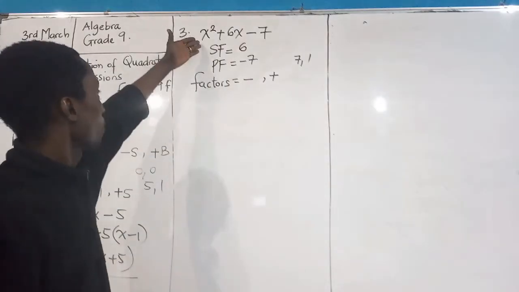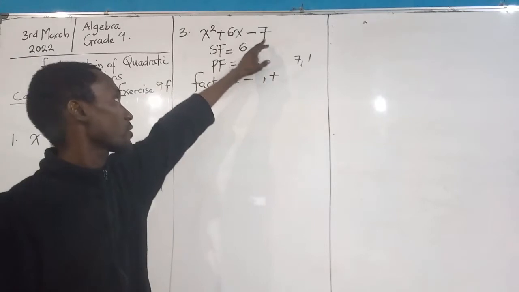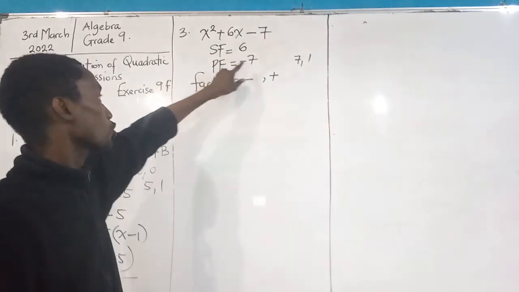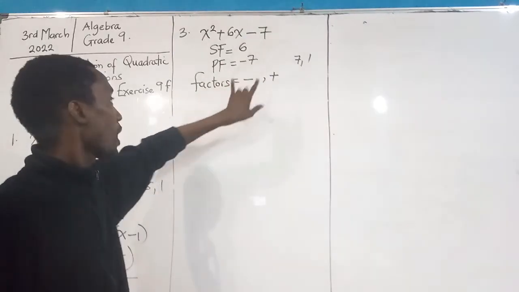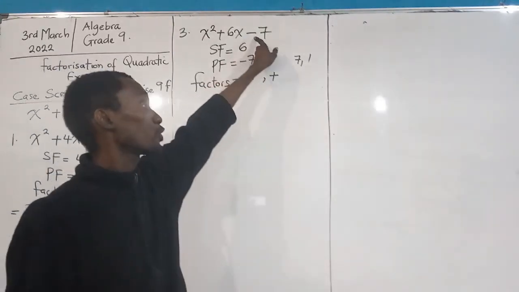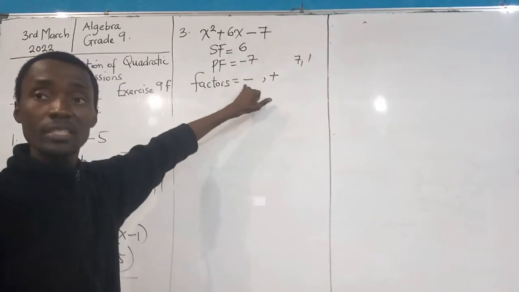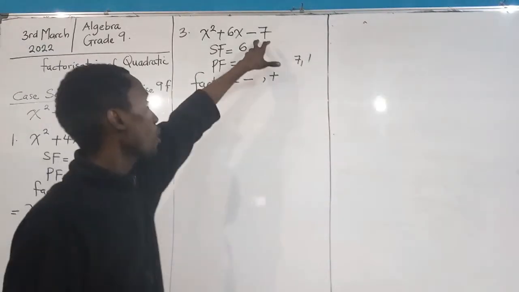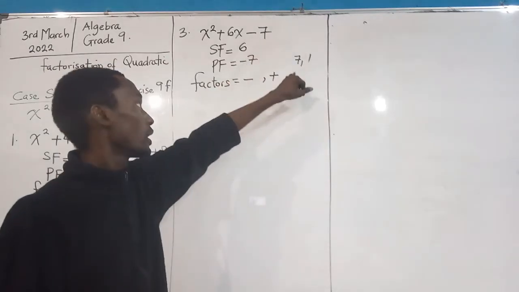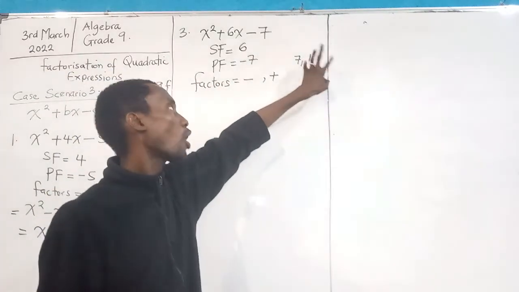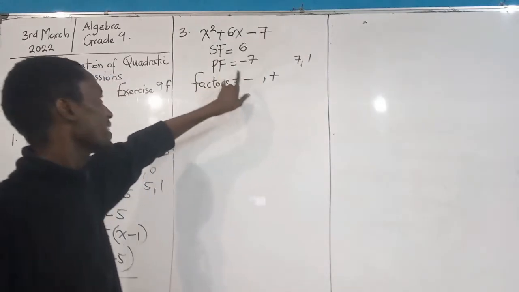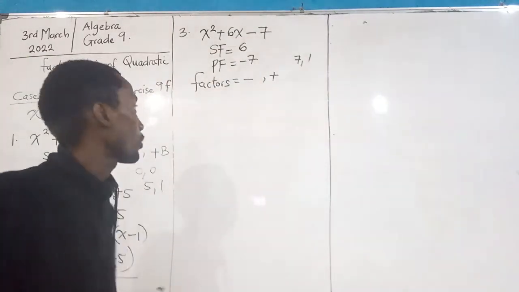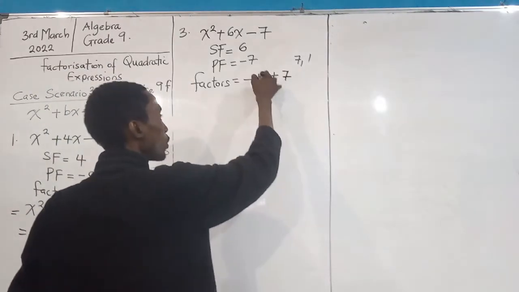Alright, so we have x squared plus 6x minus 7. Our sum of factors will be 6. Our product will be negative 7. Because the product is negative, the factors have to be negative and positive. The next thing you want to do is to consider what two numbers will I multiply to get 7. That will be 7 and 1. In what combination must I keep them to get a positive sum? It will mean that 7 must be positive. So this will be 7 and this will be 1.